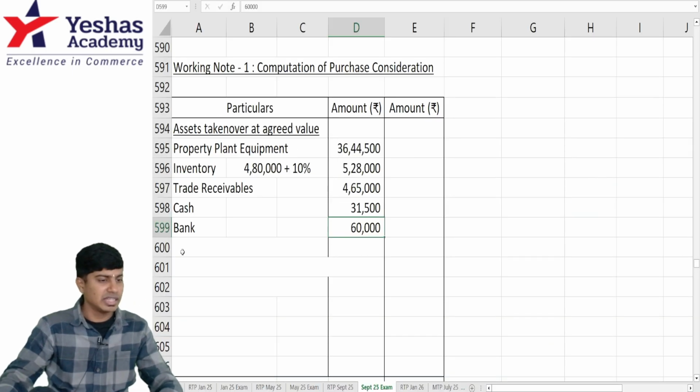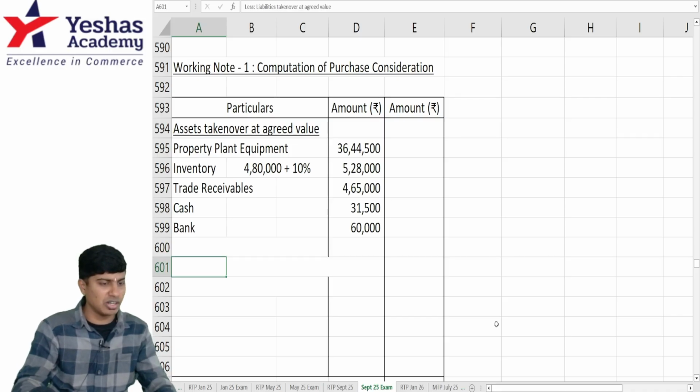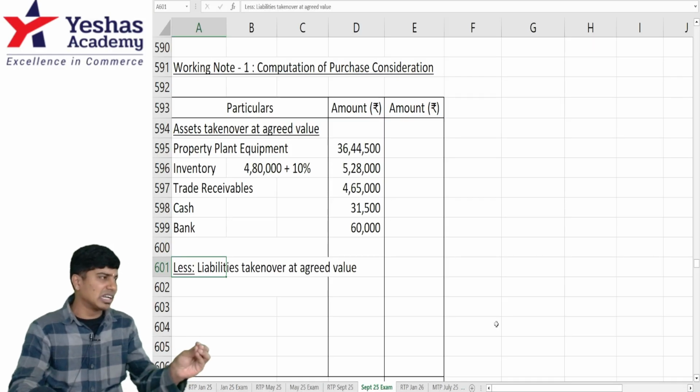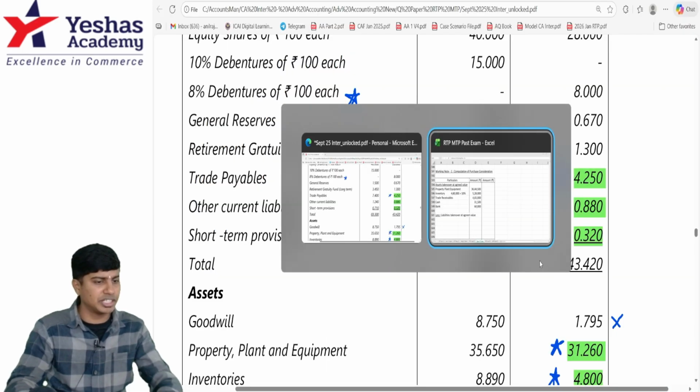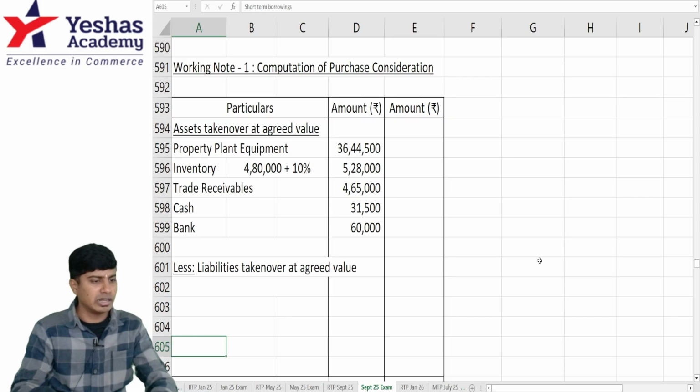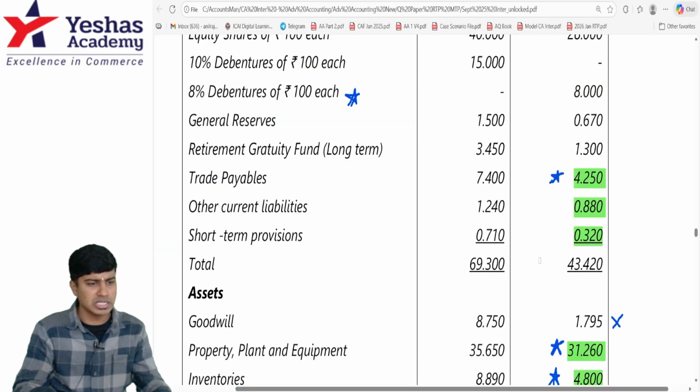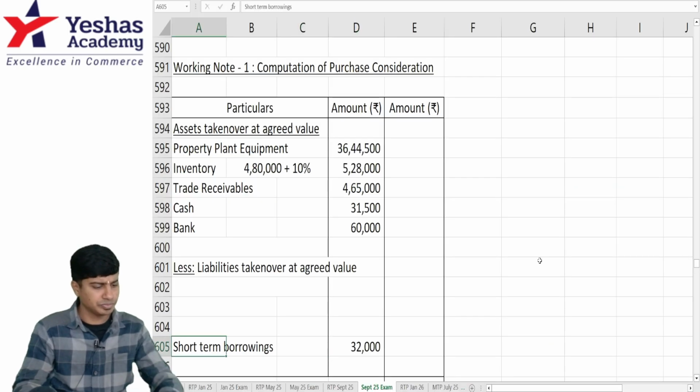Very nice. Then I would write here deduction of liabilities. I have given little space for that unrecorded asset taken over. Yeah, we'll come there and then write it. Then I'll write our first liability. Shall I write short-term provisions? Yeah, short-term provisions or borrowings? Provisions.